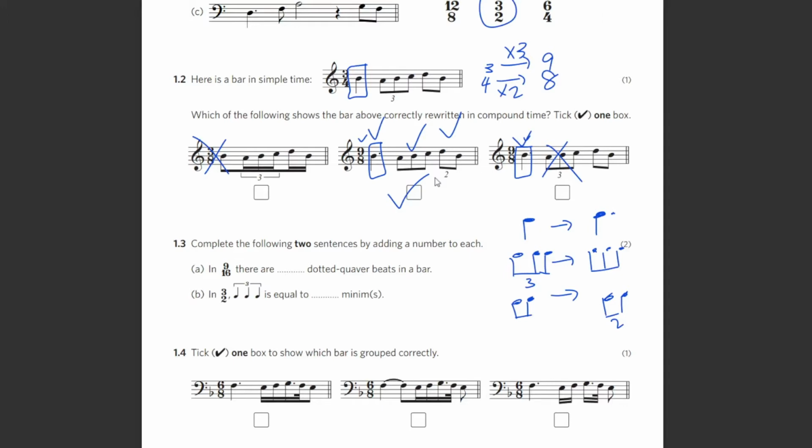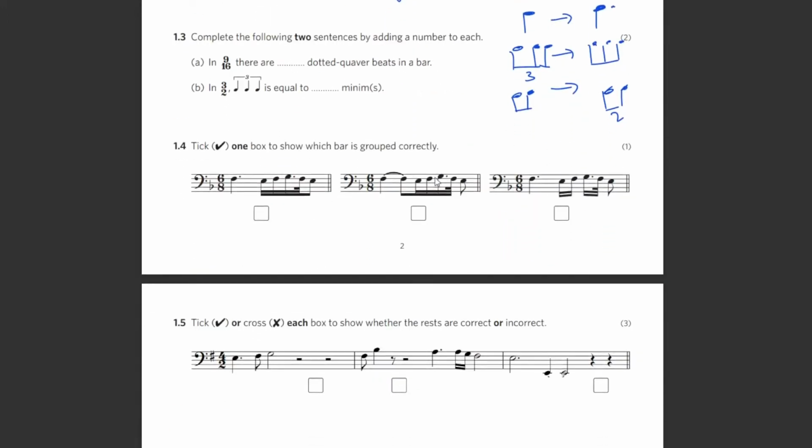Now let's move on to 1.3. Complete the following 2 sentences by adding a number to each. In 9-16, there are how many dotted quavers in a bar? Let's look at 9-16. If you have a 16 at the bottom, it means that it is semiquavers you're talking about, and there are 9 of these semiquavers in a bar. Let me draw out 9 semiquavers, and I'll draw them 3 by 3 because that is how you group 9-16.